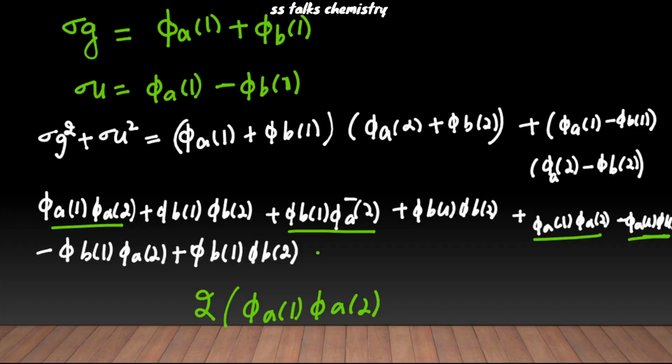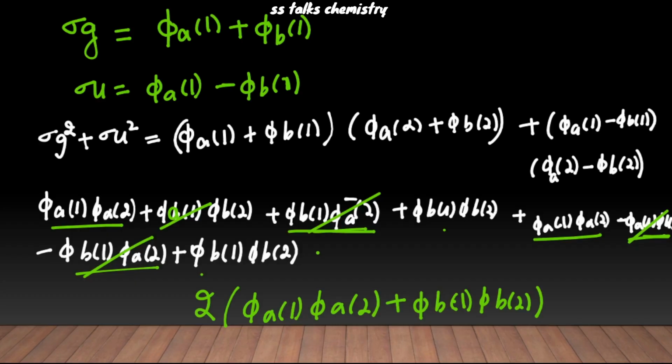Here it was phi A1 and phi B2. So this value is positive, this is negative, so these two get cancelled. Here it is phi B1 and phi A2, phi B1 and phi A2, this also gets cancelled. So now phi B1 into phi B2, both of these will again be 2 times. So 2 times phi B1 and phi B2 we are getting.